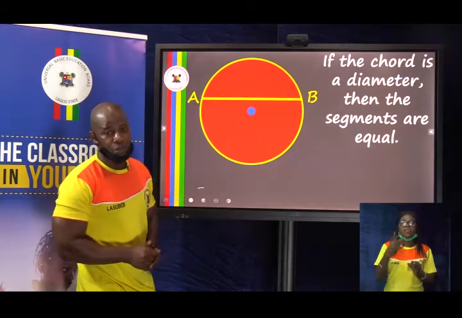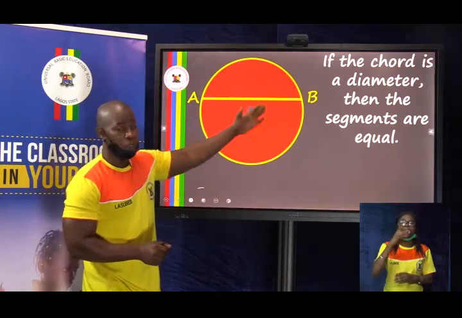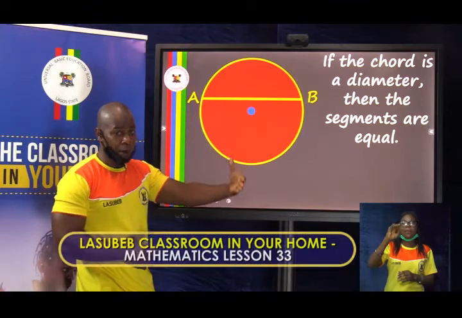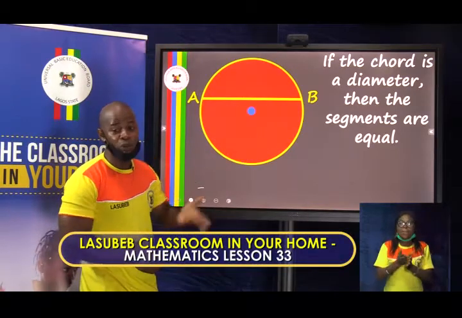Now, if the chord is a diameter, this chord, if it becomes a diameter, the only way to become a diameter is if it passes through the center, then the segments will now be equal.